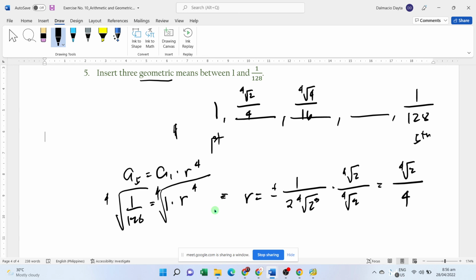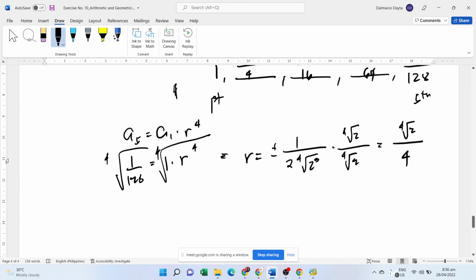Correct? And then, multiply again by the fourth root of 2 over 4, that will be the fourth root of 8 over 64. And then multiply again by the fourth root of 2 over 4, that will be 1 over 128. Right? 4, 16, 64. Okay. Check your work, everyone.